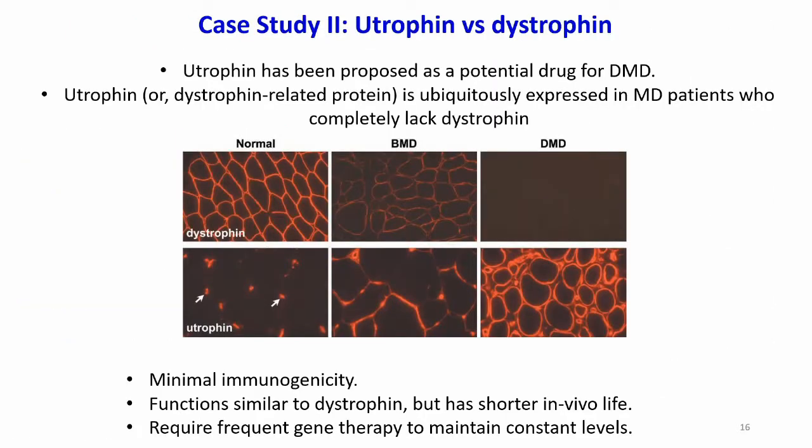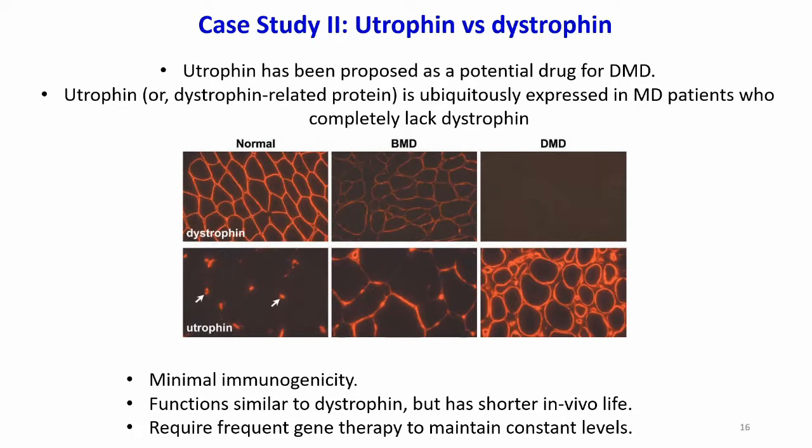Another case study I picked compares two proteins, utrophin versus dystrophin, which are almost 82% similar in sequence. Utrophin has been proposed as a potential drug for Duchenne muscular dystrophy patients because it is ubiquitously expressed, even in those patients who completely lack dystrophin. So there are no immunogenicity issues. But the main problem with utrophin drugs is they have a much shorter in vivo life.